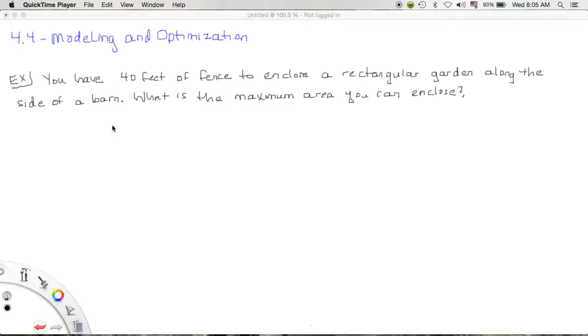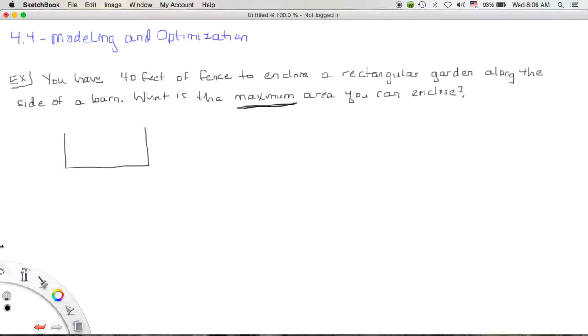So here's an example. You have 40 feet of fence to enclose a rectangular garden along the side of a barn. What is the maximum area you can enclose? This word right here clues us in that this is one of those problems where we're going to be using our derivatives, because we're looking for a maximum, just like we were looking for on a function. Now, what we need though is a function that we can find the maximum of. So, just like any other word problem, you want to start out by drawing a picture or making a chart or something so that you can get all your data down and be able to see what's going on.